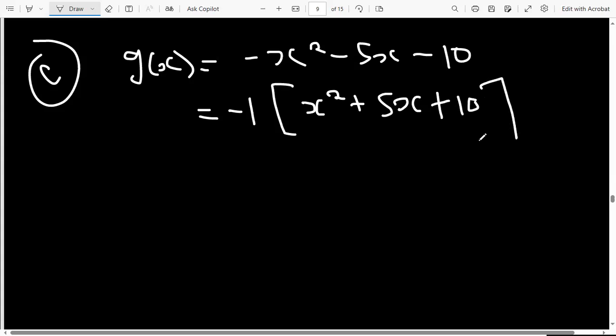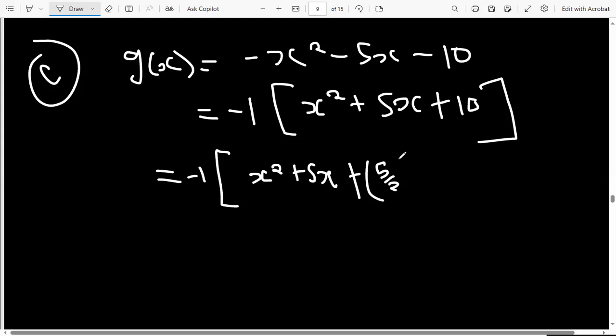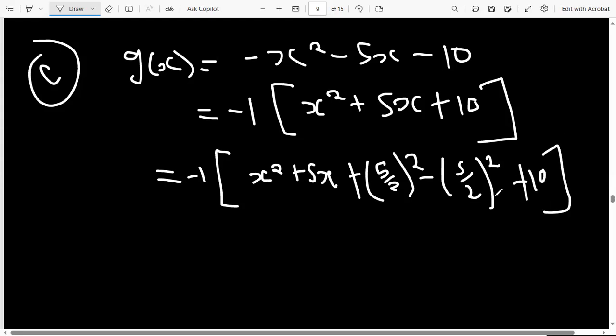So let's complete the square now on this guy that we have inside. So this will be equal to minus 1, okay? And then this will be x squared. Remember, we're creating a special 0: plus 5x the way it is. And then we're going to say plus, okay? The coefficient of x divided by 2, and then we square it. So this will be 5 over 2 squared, and then minus the same thing, 5 over 2 squared, okay? And then we say plus 10. So I've created a special 0 here, okay? And then this special 0 leads to a perfect square here, okay?